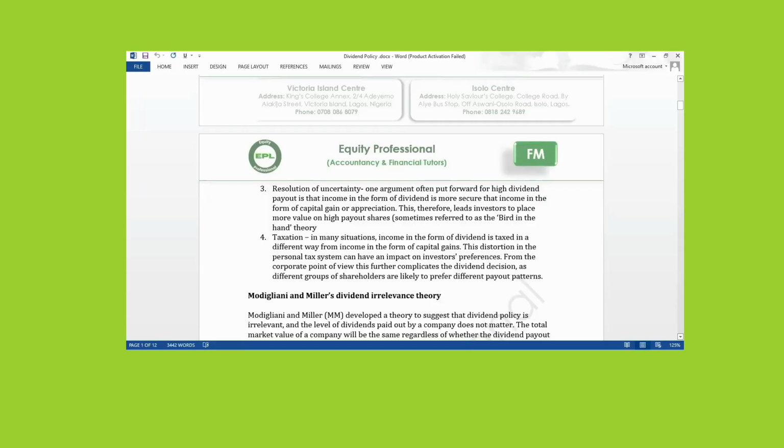Modigliani and Miller developed a theory of dividends to suggest that dividend policy is not relevant. Dividend policy is irrelevant. And the level of dividend payout by a company does not matter.